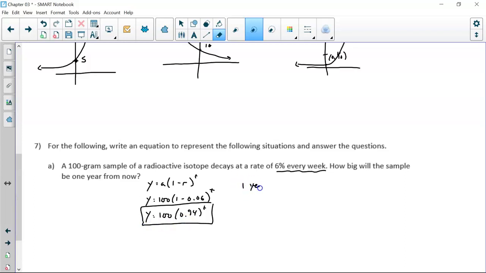Now, 1 year, 1 is not our exponent because it's every week. So 1 year is 52 weeks. So be very careful of those units. So y equals 100 times 0.94 to the 52nd. So you're going to get about 4.005. So about 4 grams remain after 1 year or after 52 weeks.